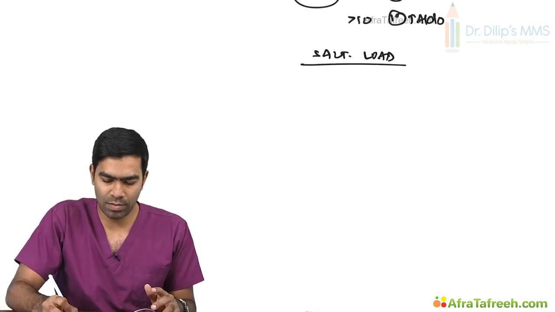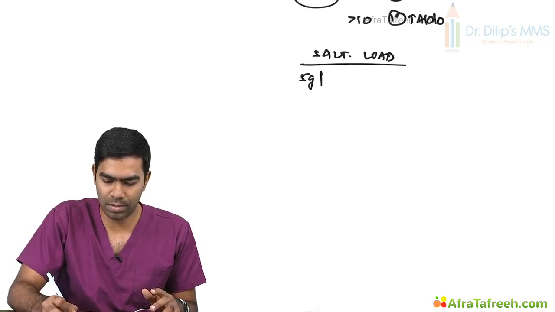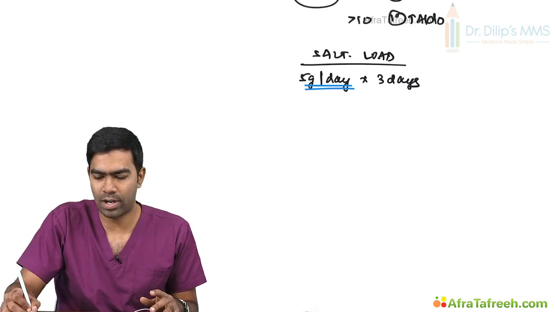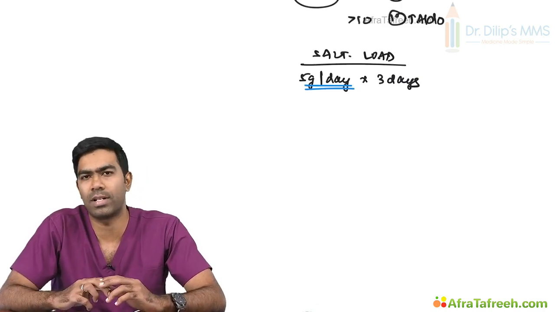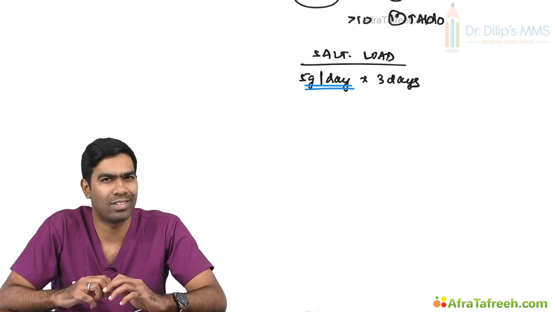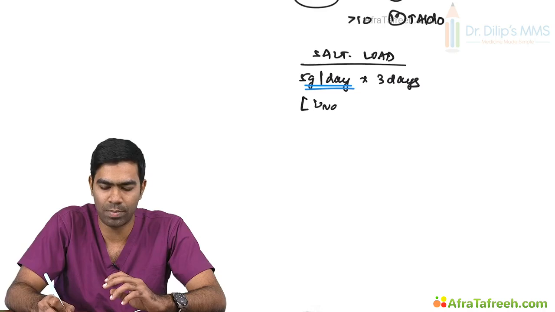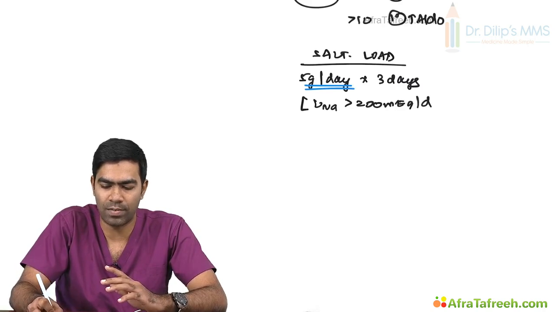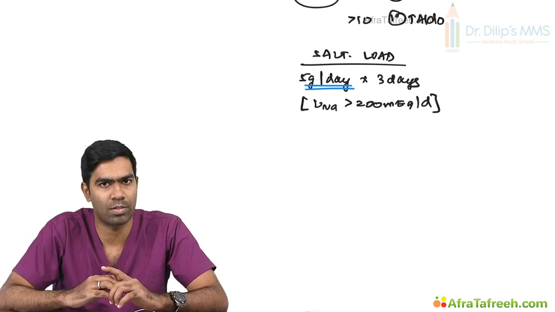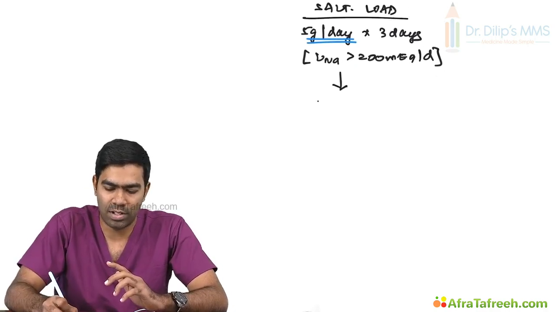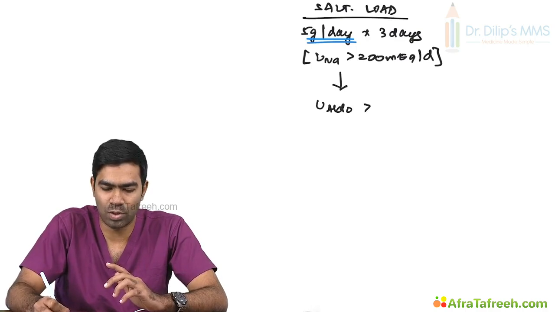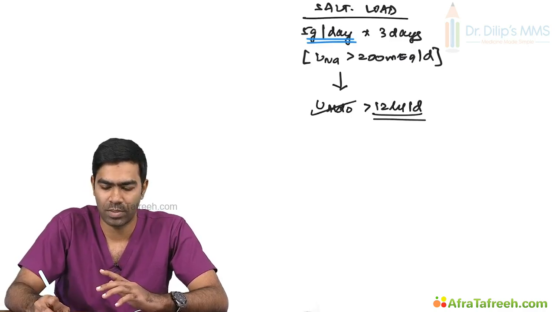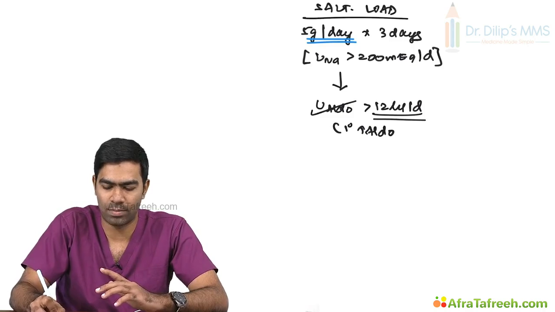For the salt loading test, you have to give at least 5 grams of salt to the patient per day for at least 3 consecutive days. It's very important that you monitor the amount of salt taken by the patient, because if the patient takes less salt, then your results may not be appropriate. So you monitor this by seeing the urinary sodium, which should be at least more than 200 milliequivalents per day, which tells you that the patient is taking at least 5 grams of salt per day. After this, you will do the urinary aldosterone concentration. If it is more than 12 micrograms per day in the 24-hour period, then definitely that is suggestive of primary hyperaldosteronism.